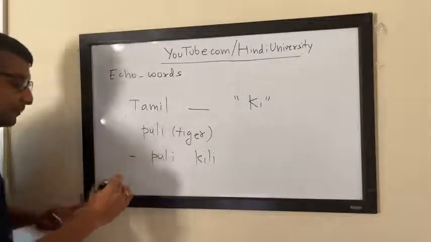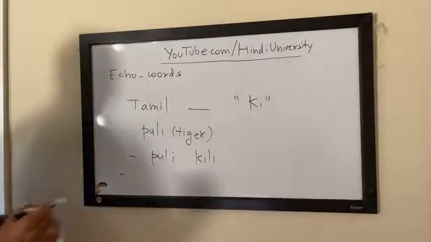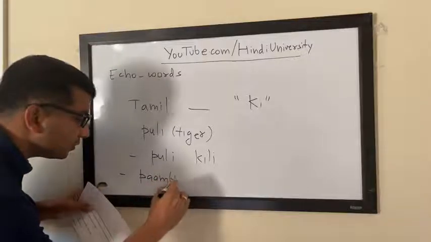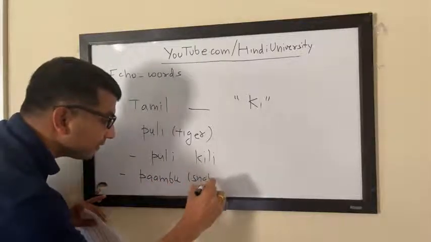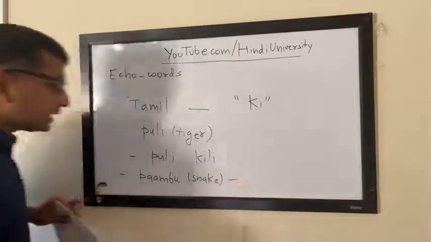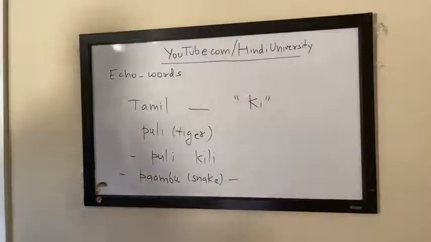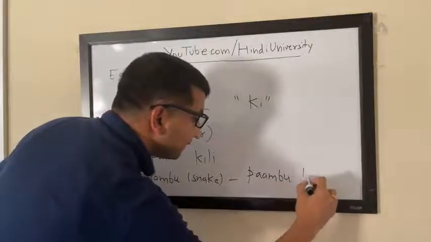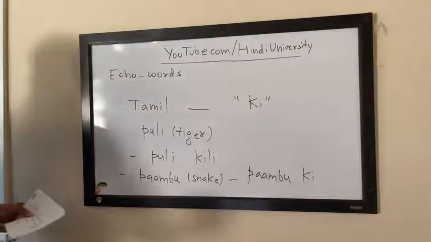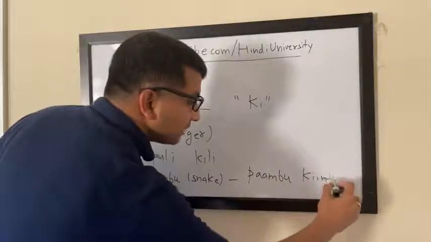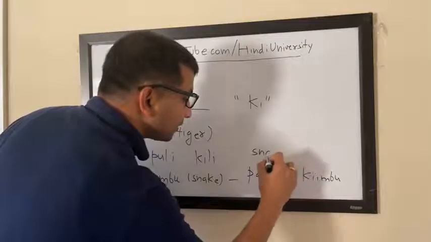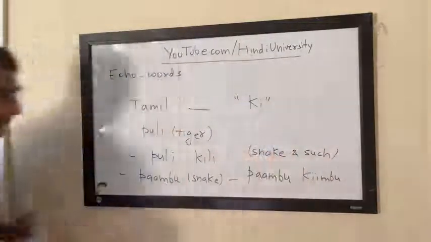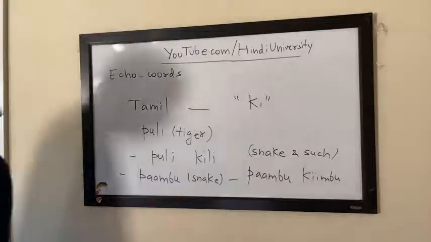Okay. Similarly, if the word for snake is pambu, which is snake, the corresponding echo word in Tamil would be pambu kimbu. The small ki, okay, pambu kimbu, which is snake and such. Okay, hope that makes sense. Yeah.